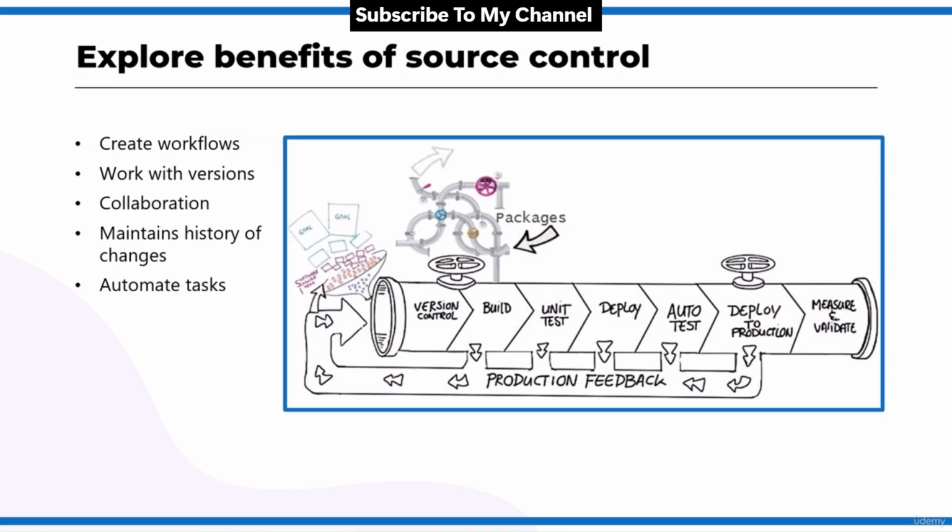You can work with multiple versions. You can create a step-by-step workflow where the process is going to be going through a particular pipeline, kind of a step-by-step flow. You can work with your team with collaboration. You can maintain the history of your work changes, and anytime you can go back to the previous version. You can also automate the task if you're focusing on continuous delivery.